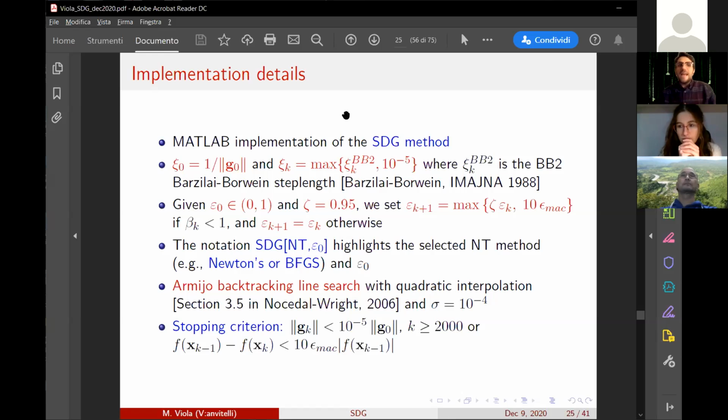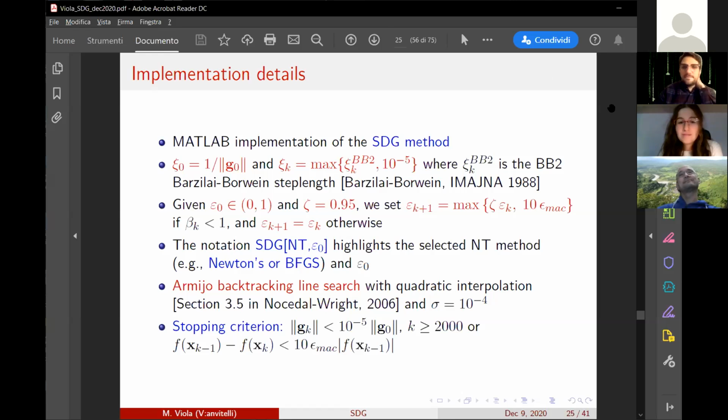But I have to say, we haven't explored further this choice of c_k to try some other strategies. It could be interesting, but I think we are happy enough with the Barzilai-Borwein 2 for the moment. Okay, thank you so much. You're welcome.